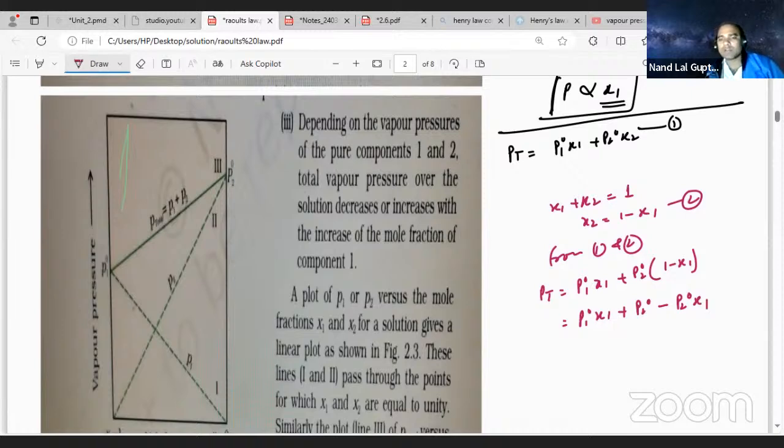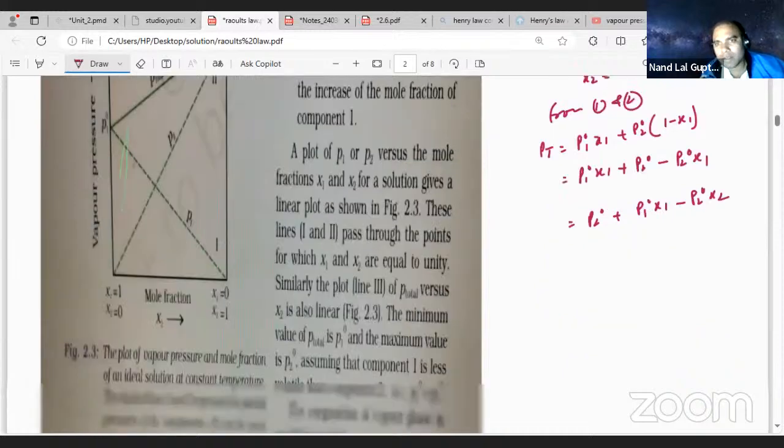Yes or no? So here you rearrange this one. P2 naught, let it be like that, plus P1 naught x1 minus P2 naught x1. Is it correct?